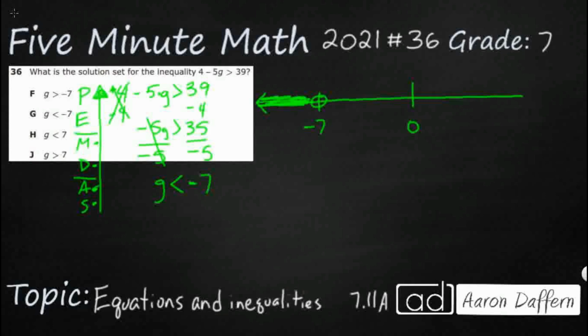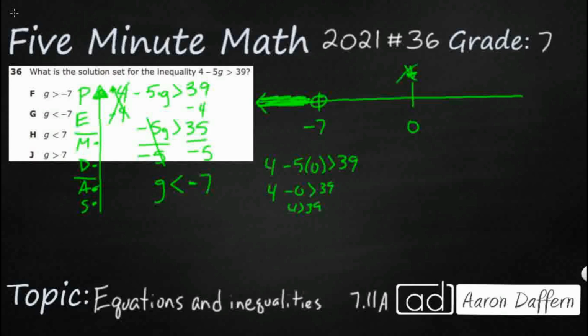So let's just verify here. Let's make sure that 0 doesn't work. Always go for 0 if you can. So 4 minus 5g, I'm going to put a 0 in there. It's greater than 39. So 4 minus nothing, right? Because that's just 0. It's greater than 39. Yeah, 4 is definitely not greater than 39. So that doesn't work, which it wasn't supposed to.